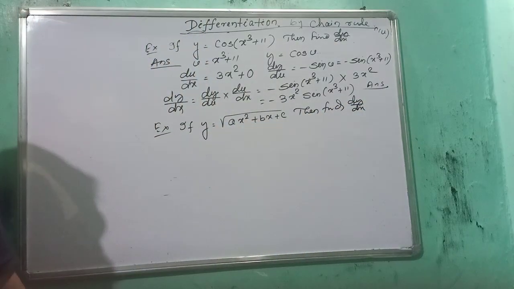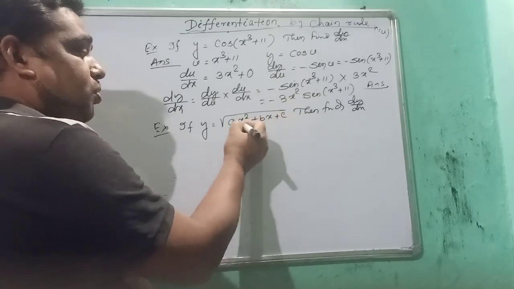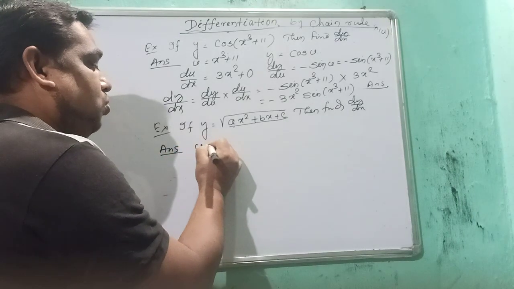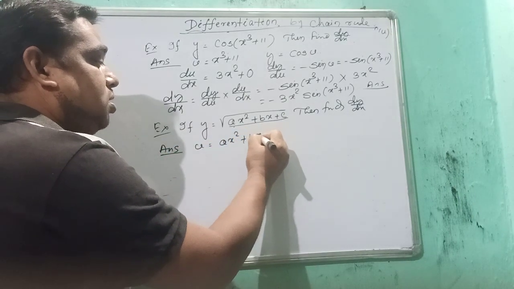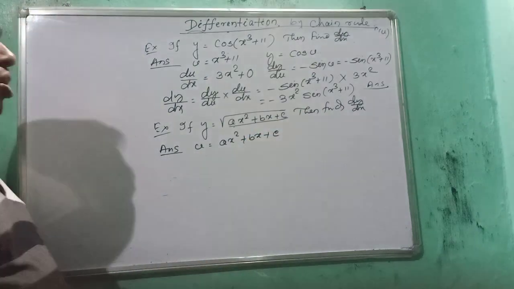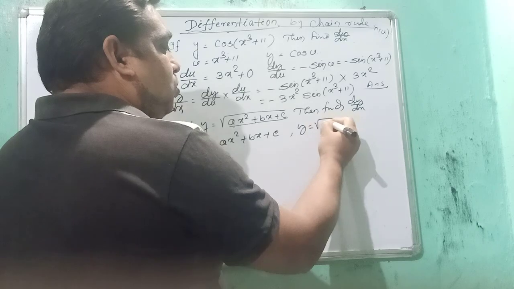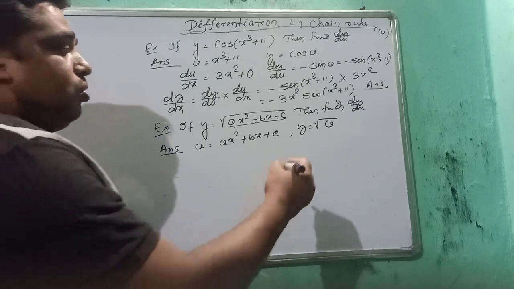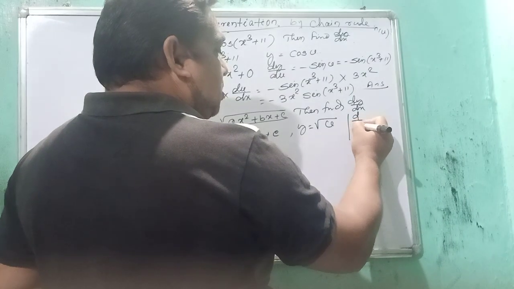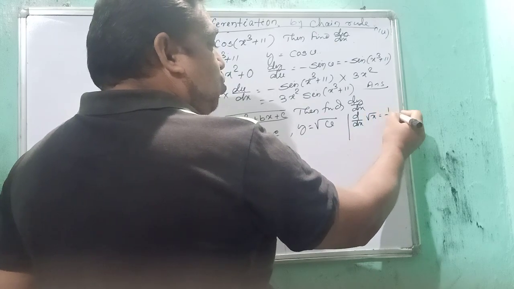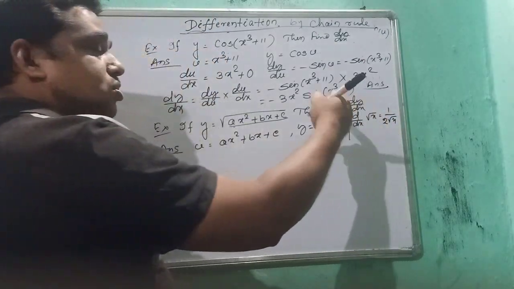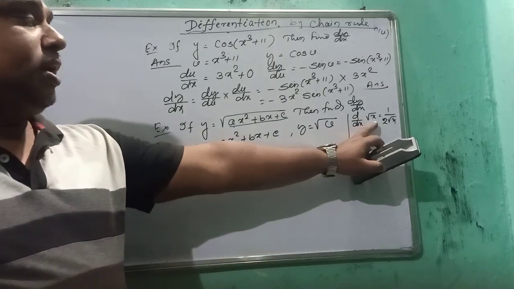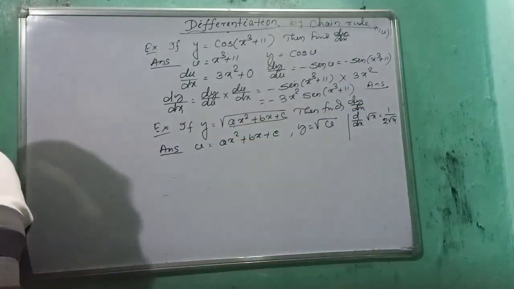In this case, which one is taken as u? Already you know root over of u, so this portion, ax squared plus bx plus c, is taken as u. What is y here? y is equal to root over of u. Already you know the derivative of root x is 1 by 2 root x. You can solve it in x to the power 1 by 2 form; its derivative is 1 by 2, x to the power 1 by 2 minus 1. You can also directly remember the formula: the derivative of root x is 1 by 2 root x.